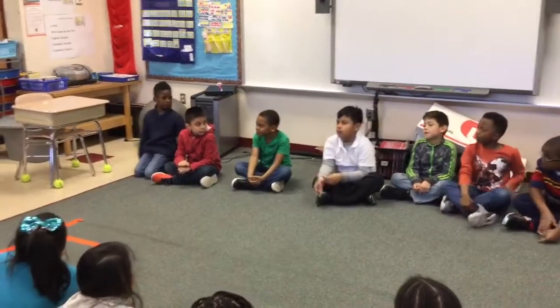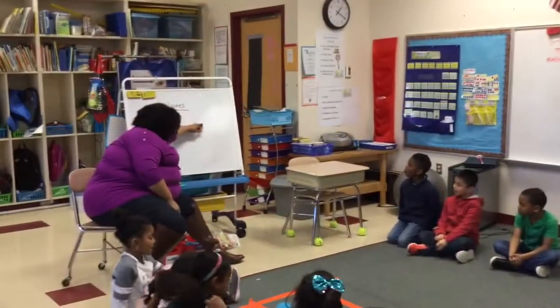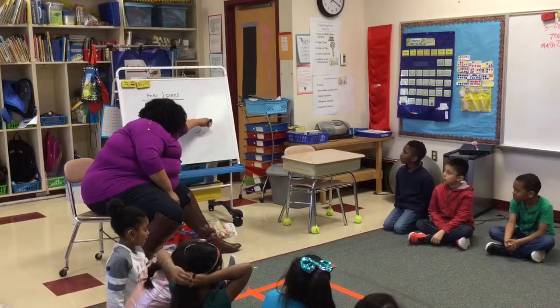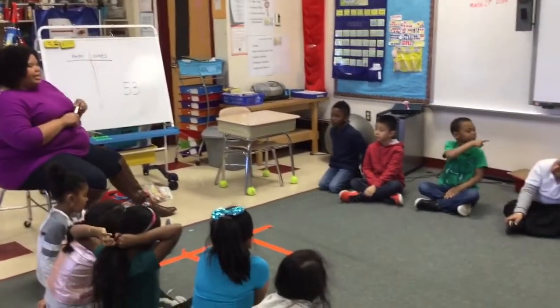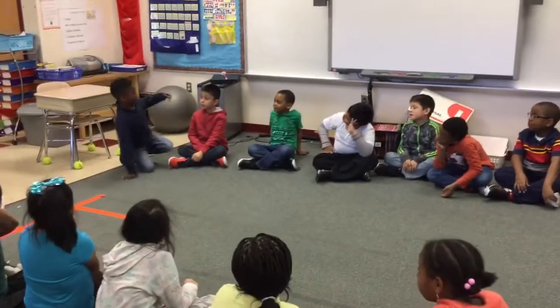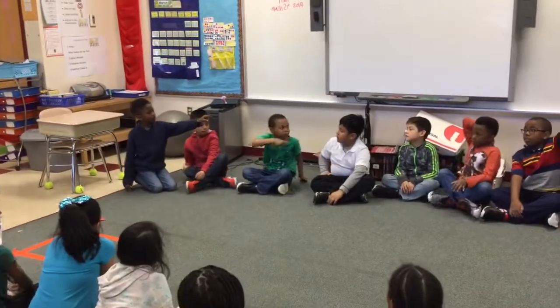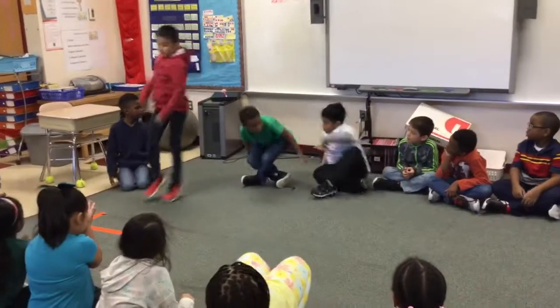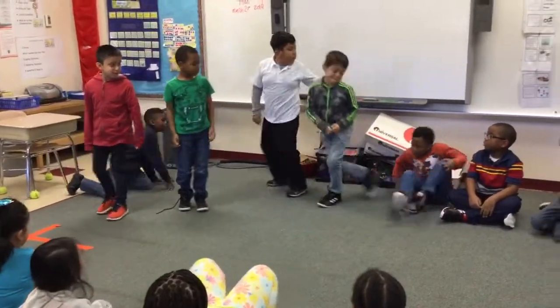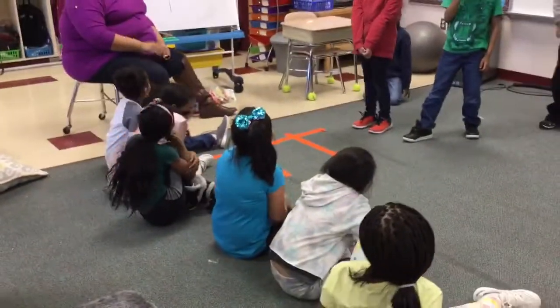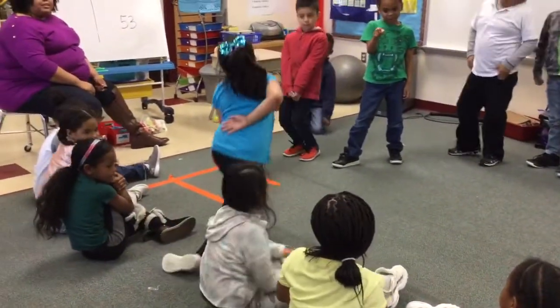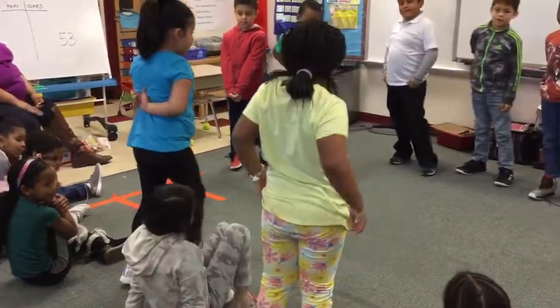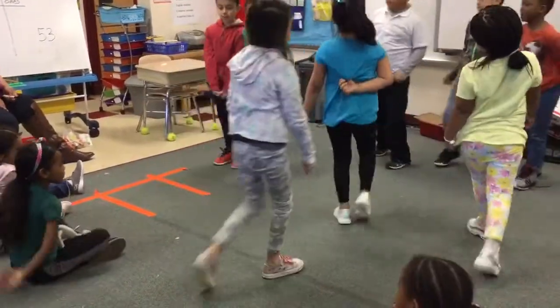Let me get a boy. Give me a number. Zeph? 53. How many tens do we need? 5. All right? 1, 2, 3, 4, 5. Good. How many ones do we need? 3. All right, starting from Natalia. 1, 2, 3. All right, you guys make the number 53.